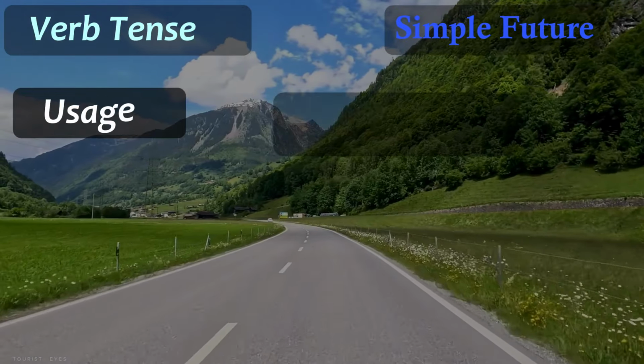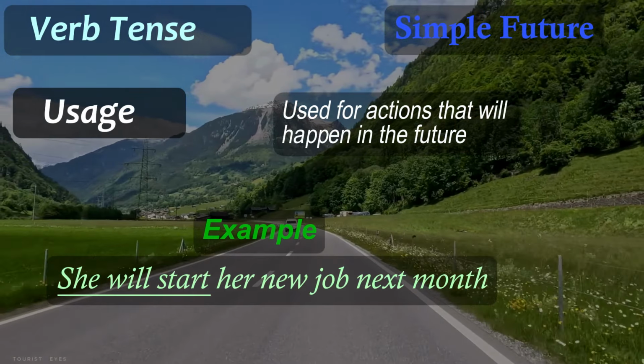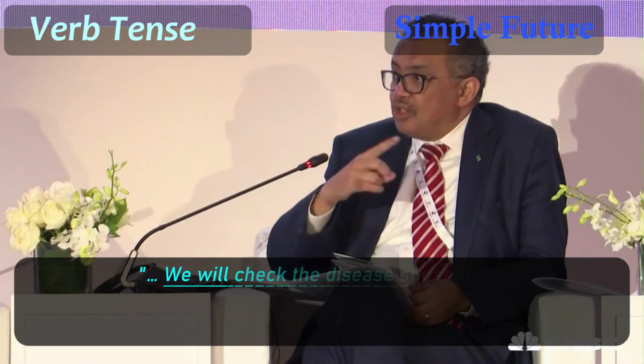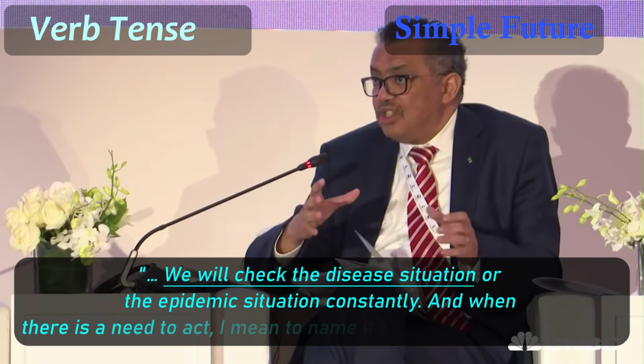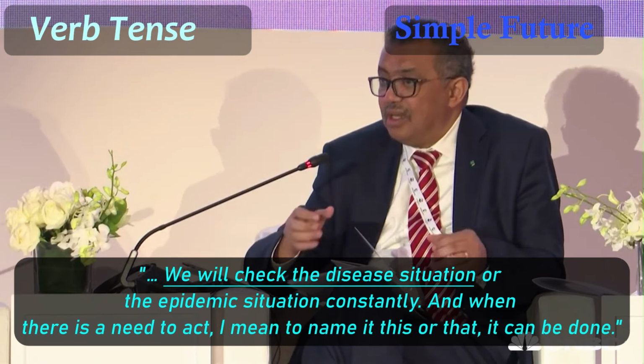Simple future: used for actions that will happen in the future. Example, she will start her new job next month. So we will constantly check the disease situation or the epidemic situation.